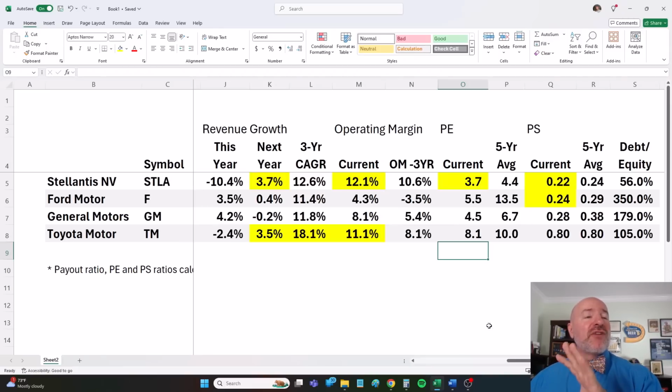That's what I want to do if I have longer to do that research and analysis. If I don't have that time, if I want to do it quickly in 5 minutes, then I'm just looking at this growth and the operating margin, and that's how I'm making the decision.